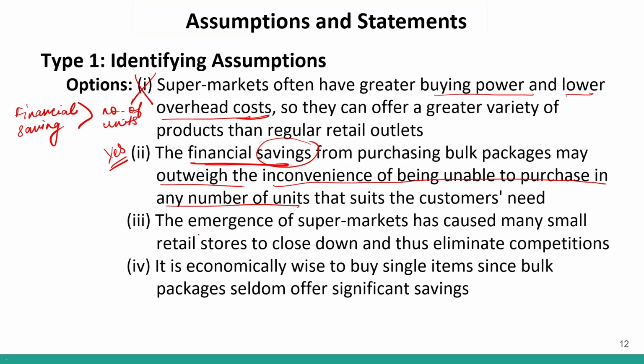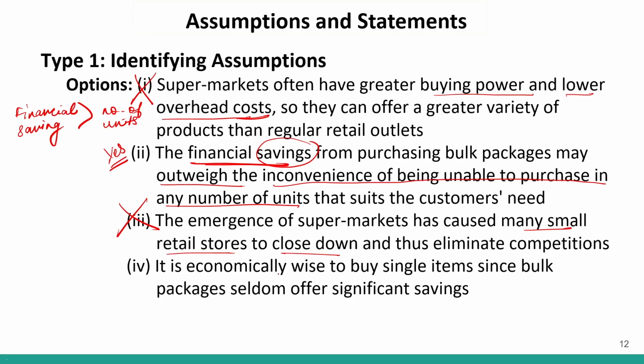Third one says, the emergence of supermarkets has caused many small retail stores to close down, and thus eliminate competition. This is a vague statement. This is an extreme statement. Nothing like this is mentioned in the original statement. Therefore, not a correct assumption.